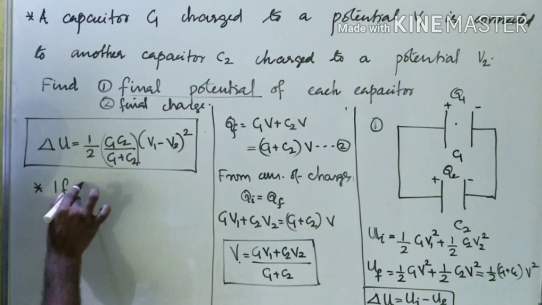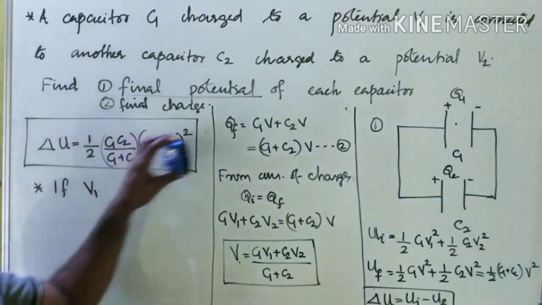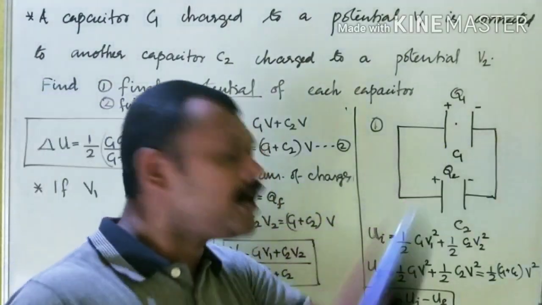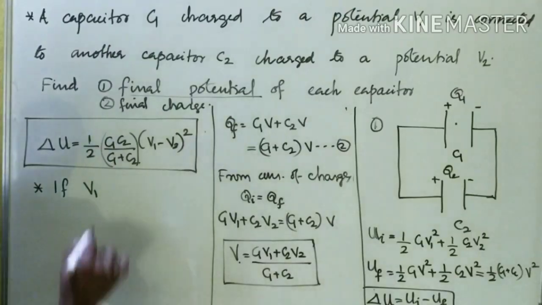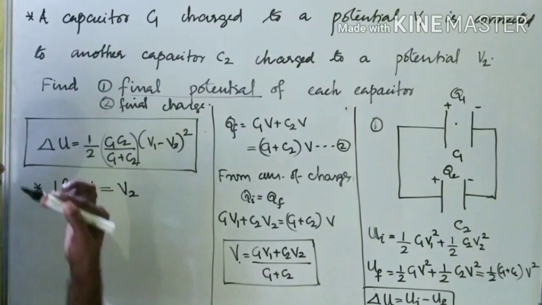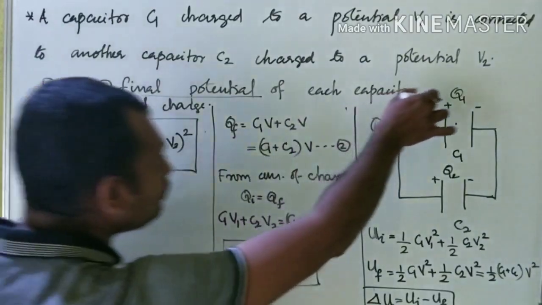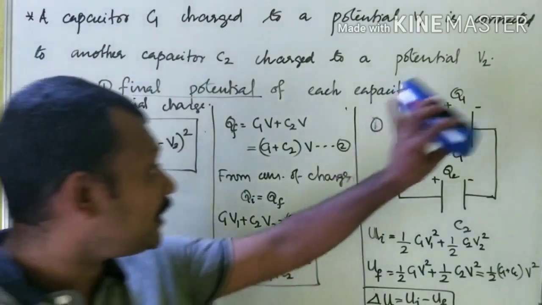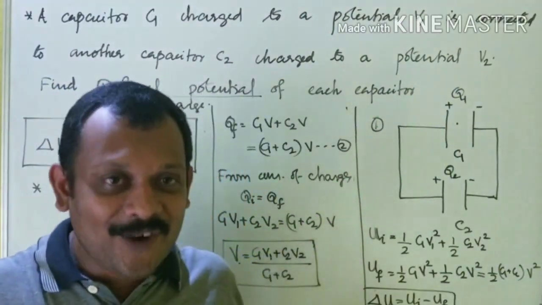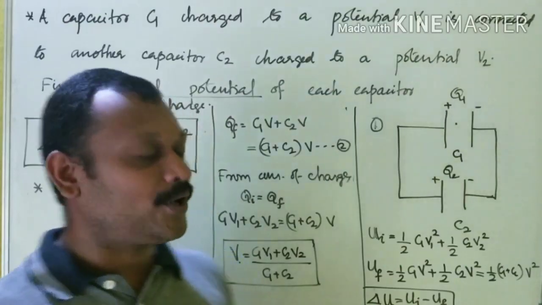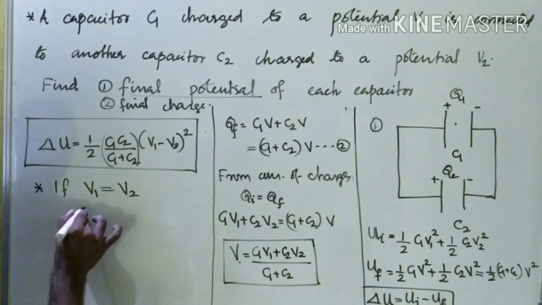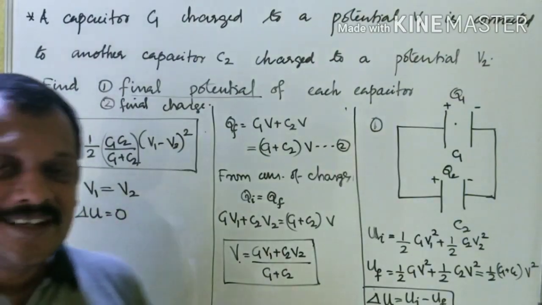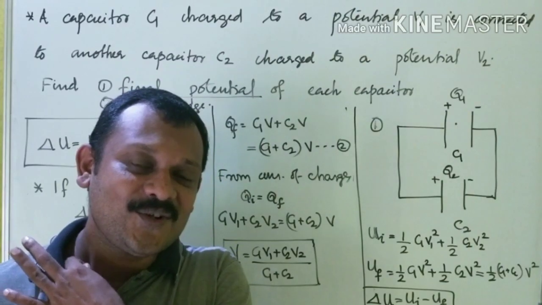Now we can see that V1 is the initial potential of capacitor C1, and V2 is the initial potential of capacitor C2. If V1 is equal to V2, the initial potentials of both capacitors are the same. What does that mean? There will be no exchange of charge between the plates, because they are already at the same potential. In that case, there is no loss of energy. Delta U is equal to 0, because V1 is equal to V2.